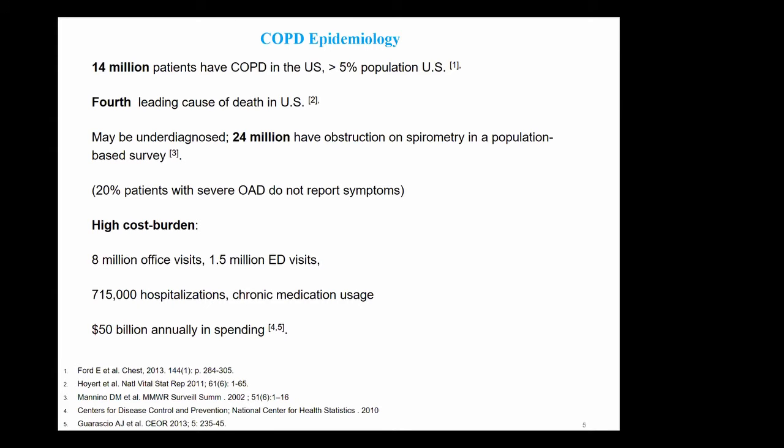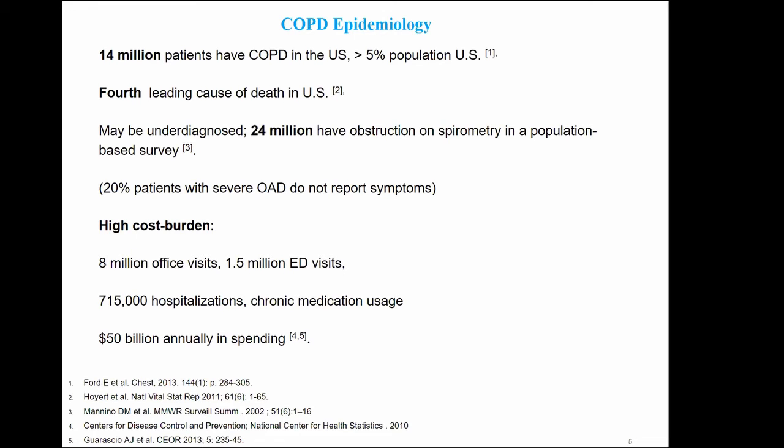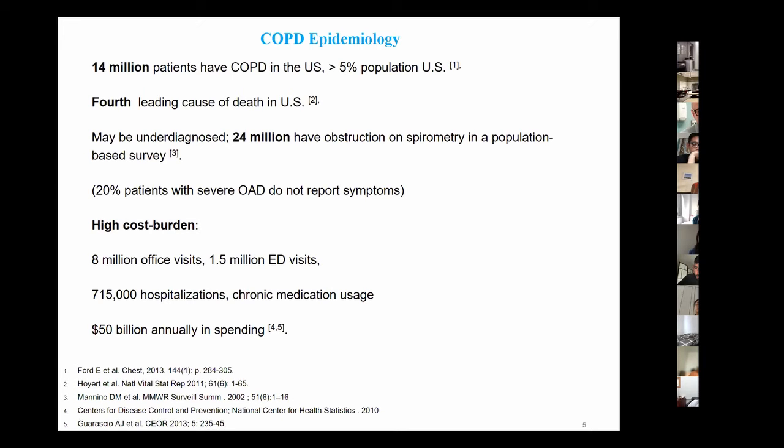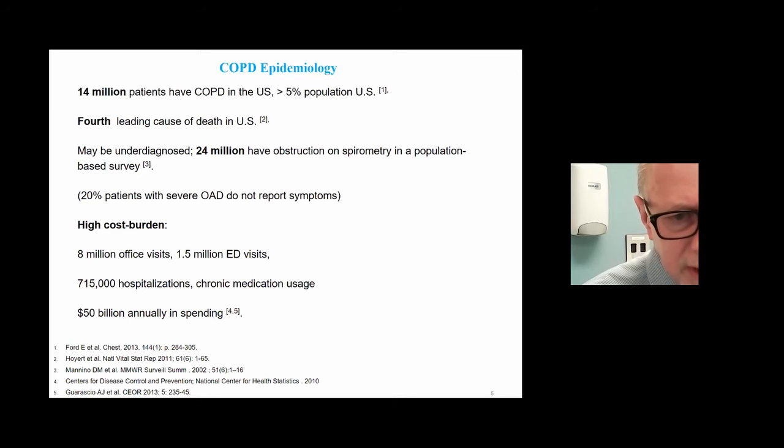So some numbers. It's a very prevalent disorder. At least 14 million people, at least 5% of the US population. It is the 3rd or 4th leading cause of death in the United States. It's probably underdiagnosed because when you look at population-based studies, abnormal spirometry consistent with COPD affects significantly more than 14 million. And part of the problem is many patients, including 20% of patients who have severe spirometric abnormalities, are asymptomatic. So you can understand that this may be an underestimated disease, but with a high cost burden. Millions of office visits, millions of outpatient visits, and of course, as you know, many hospitalizations. I've seen figures from $50 to $80 billion being spent every year in trying to keep patients out of the hospital and treating the complications when they're in the hospital. Next slide, please.